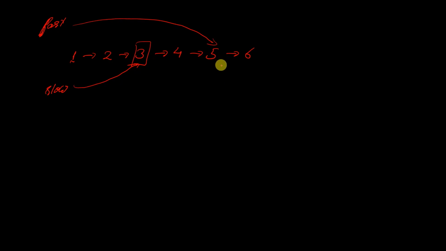Let's see the condition at which we have to stop our fast pointer. For an even number of nodes, when fast reaches this point, that is one element behind the last element, we have to stop because the slow pointer will point toward the middle element. So here the condition should be when fast next is equal to null. Then we have to stop when we have an even number of nodes.